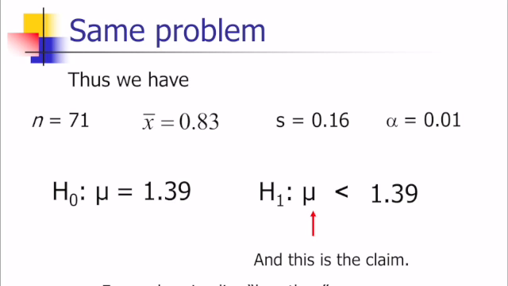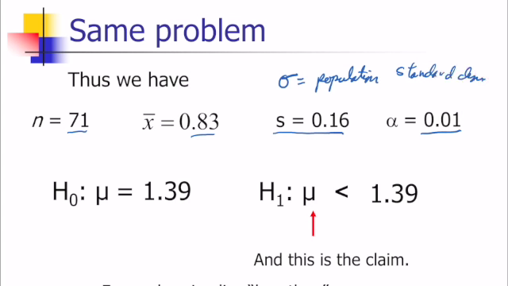So we already know our null hypothesis and our alternate hypothesis. We identified that our sample size was 71. Our sample mean was 0.83. My sample standard deviation was 0.16, and my alpha was 0.01. But something's missing here. I don't know my sigma, right? This is our population standard deviation. And because of this, I cannot do a z-test. I'm going to have to do a t-test.